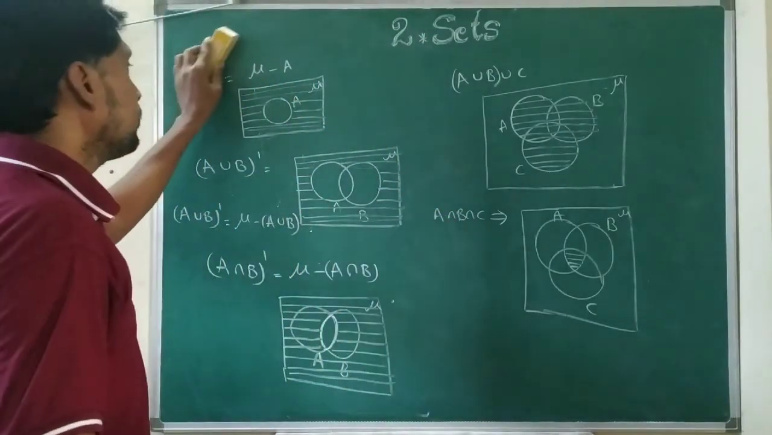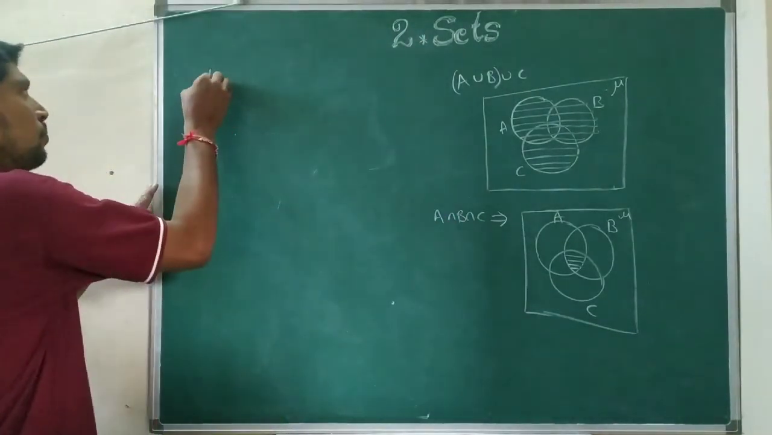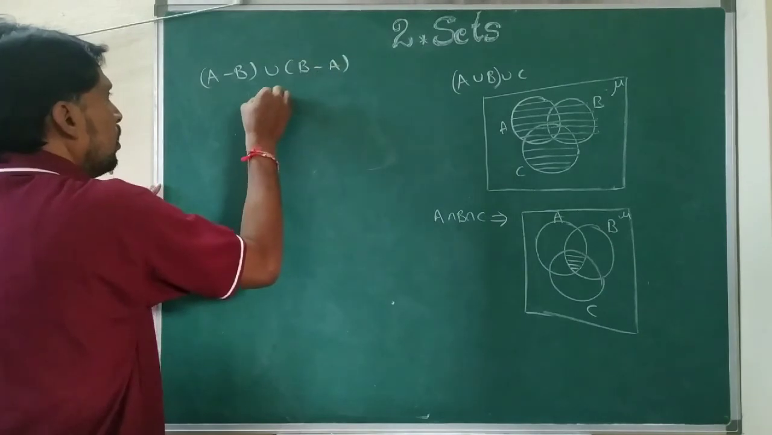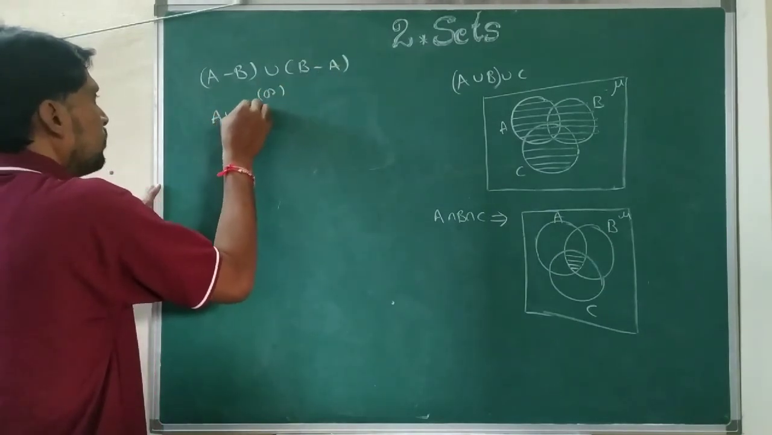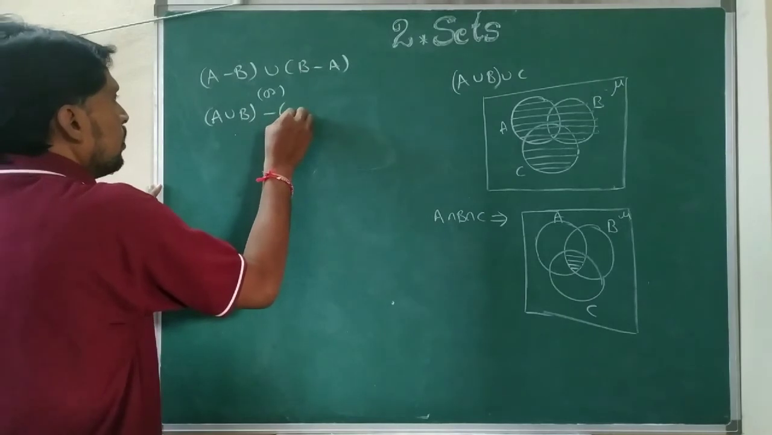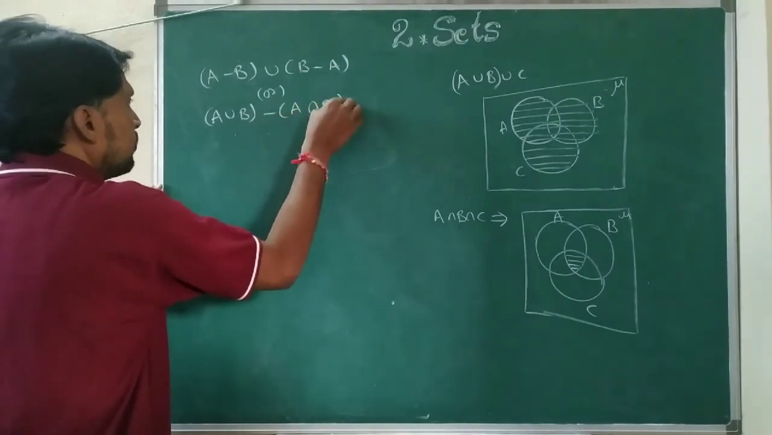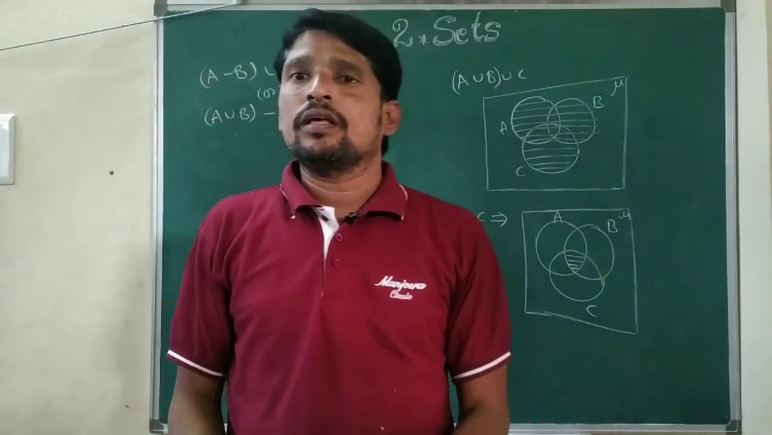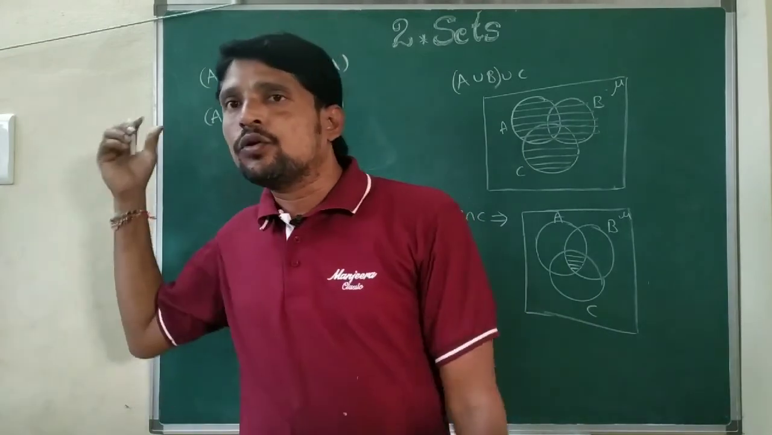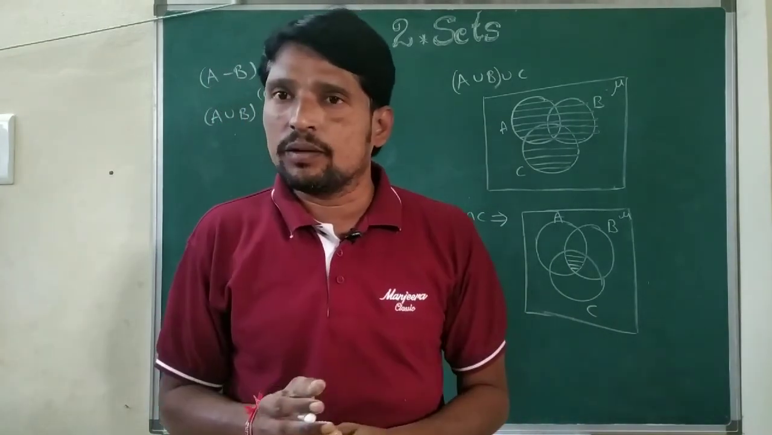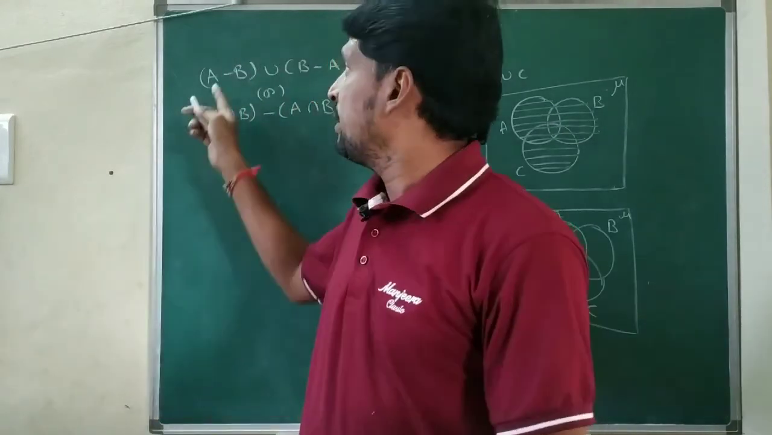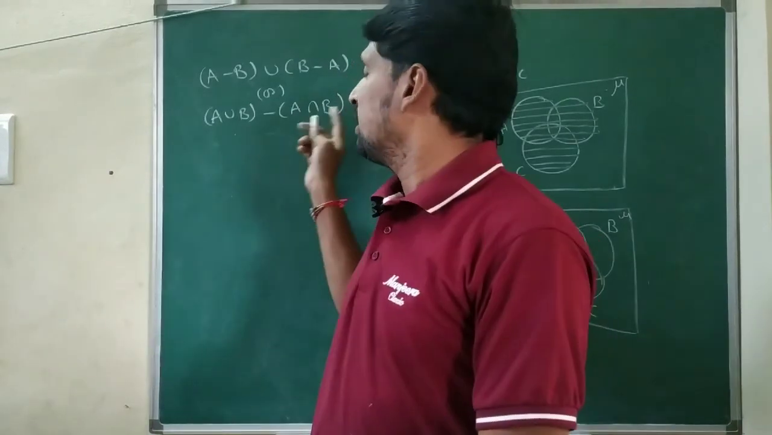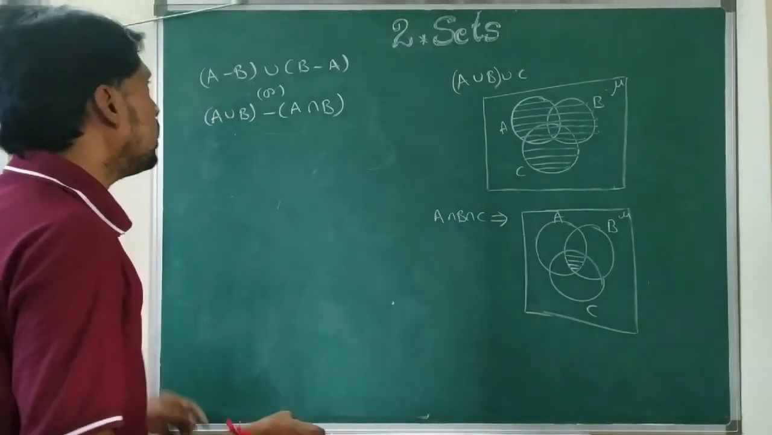Last one is A minus B union B minus A, or A union B minus A intersection B. You already know this formula. What is that formula? A delta B equals A minus B union B minus A, or A union B minus A intersection B. So how do we draw this one?